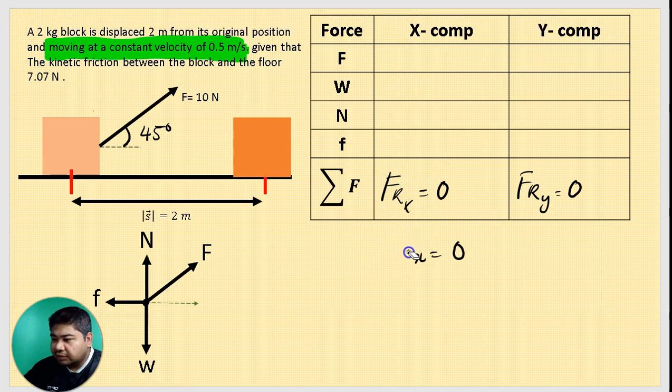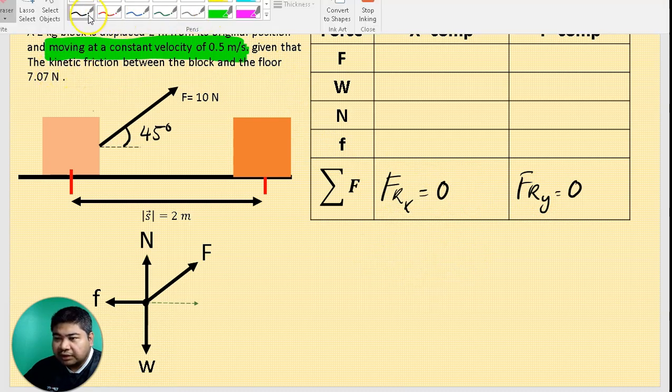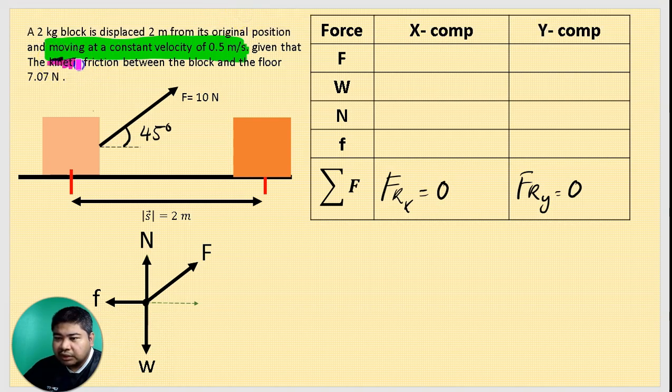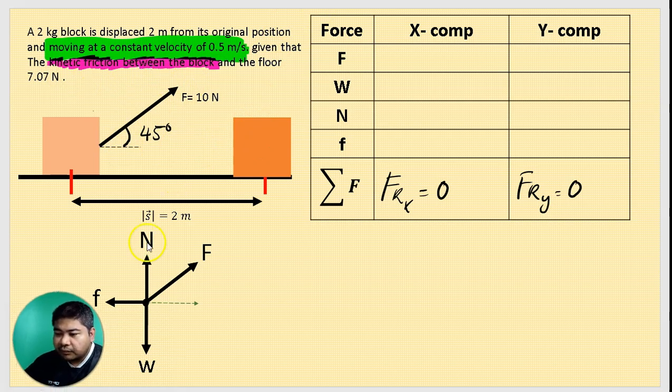Okay, so we have the initial condition there, and it is given to us that the kinetic friction between the floor and the block is 7.07 Newton. The reason why they give you the kinetic friction is because the object is already moving. So we have drawn the free body diagram. From the free body diagram, we can resolve the forces and fill up the table with the components of the forces.